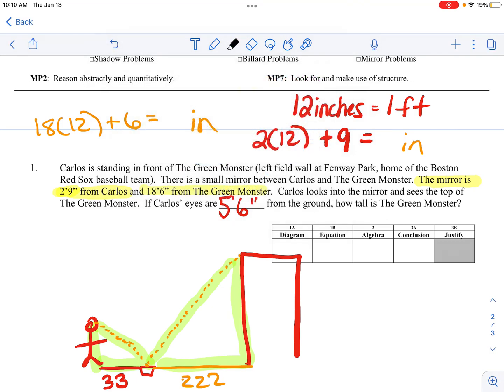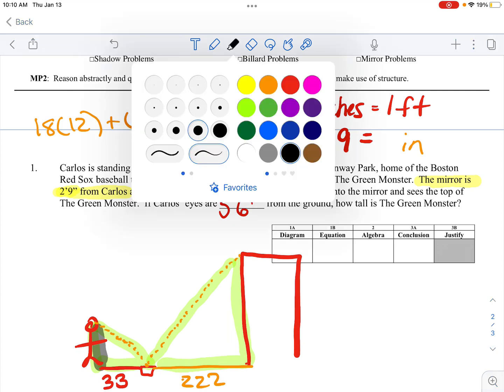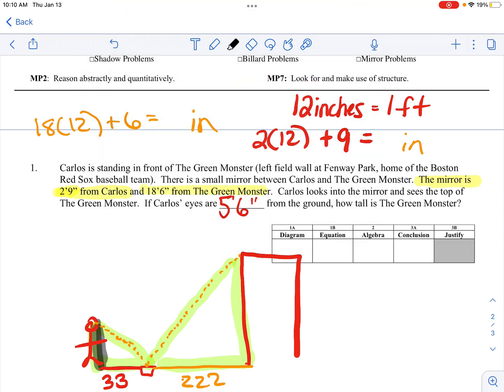All right, if I keep going, it says that Carlos's eyes are 5 feet 6 inches, so that means, again, from here to here is a distance of 5 feet 6 inches. I know, again, 5 feet, 5 times 12, plus an additional 6. So 5 times 12 plus an additional 6 is 66 inches. Again, you could go the other way. You could say it's 5.5. That's fine too, because that would be in feet. This is in inches. And they want to know how tall is the green monster. So that's what I'm trying to find there. That's X.